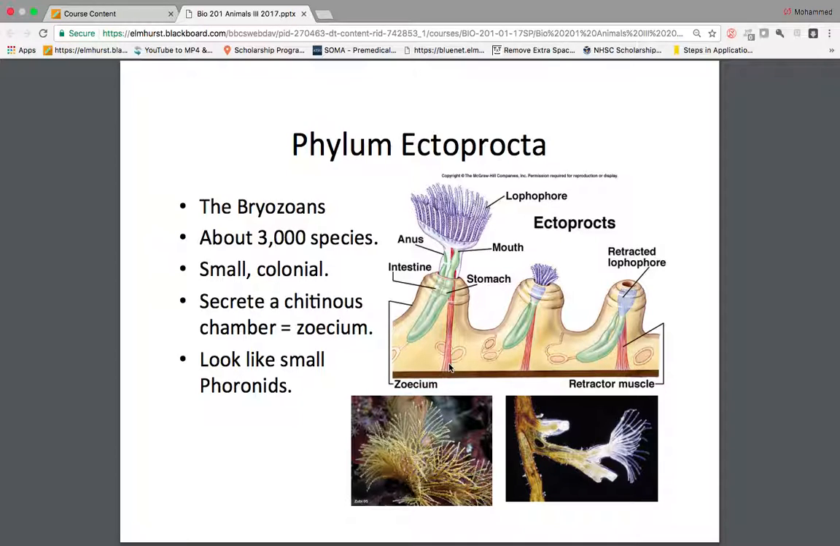So, if you look at the lophophore, what you're looking at is the location of the mouth compared to the anus in the lophophore. So, there's an ectoproct and an entoproct. Where would you expect the anus on the ectoproct? Outside of the lophophore. In the entoproct, the anus is inside the lophophore. So imagine, in both cases, your anus is right next to your mouth. So, how do you deal with life if your anus is right next to your mouth?